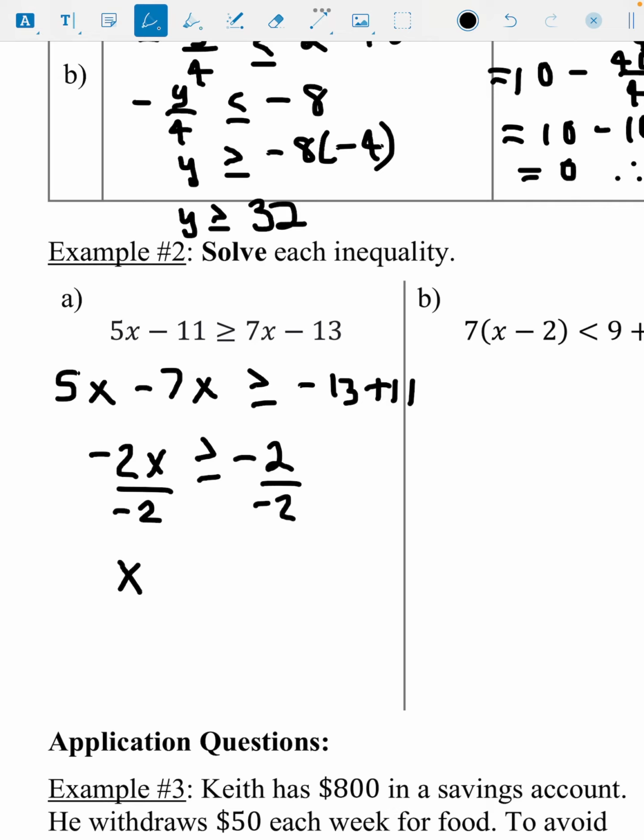Remember that when you divide by a negative number, you have to reverse the inequality operator. So now it's going to become a less than or equal to sign. You should get that x is less than or equal to 1.